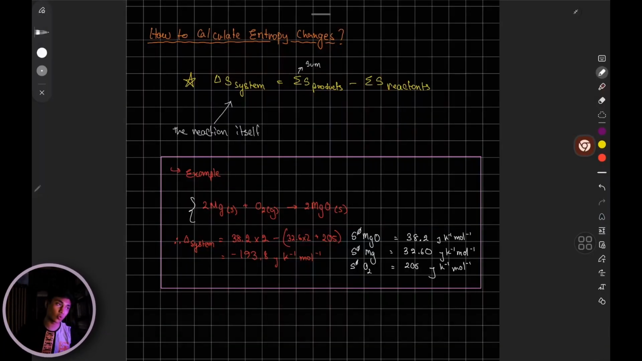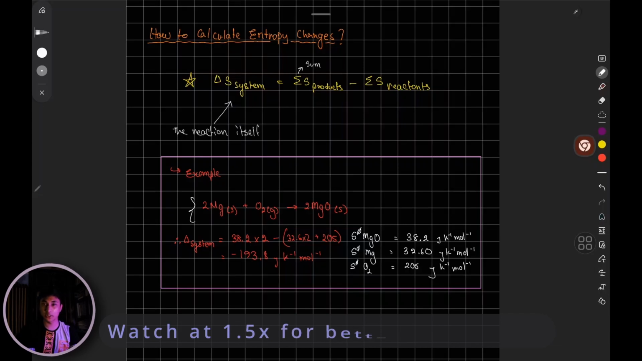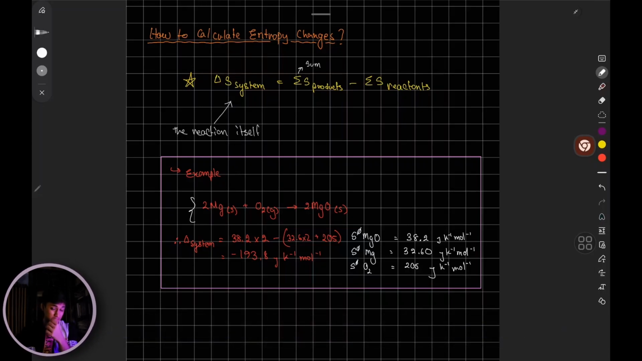In this video, we're going to look at the calculation of entropy change and the formula for finding Gibbs free energy and calculating whether or not a reaction is feasible.